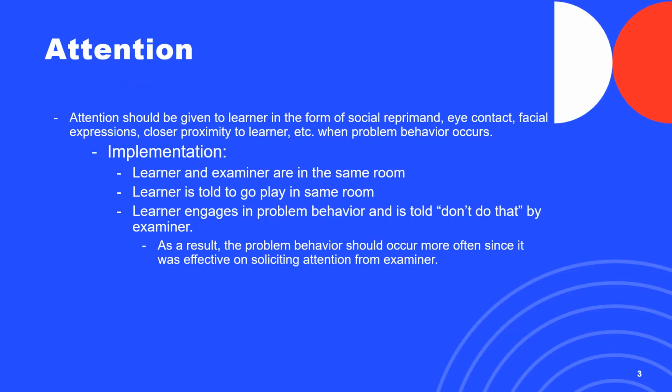So first up is attention. Attention should be given to a learner in the form of a social reprimand, eye contact, facial expressions, closer proximity to learner. So what I mean by this is that if the learner and the examiner are in the same room, maybe the learner is in one corner of the room and then the examiner is in the other corner of the room. When a problem behavior occurs, just walking up to them is a signal of attention to the learner. So that's what I mean by closer proximity.